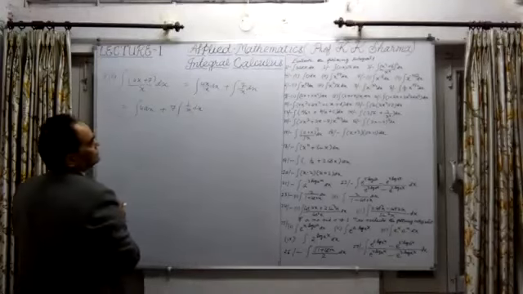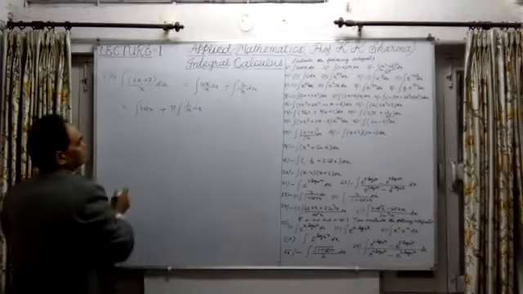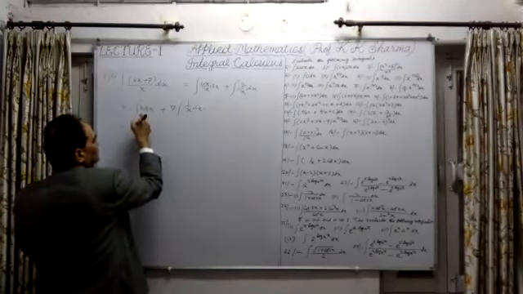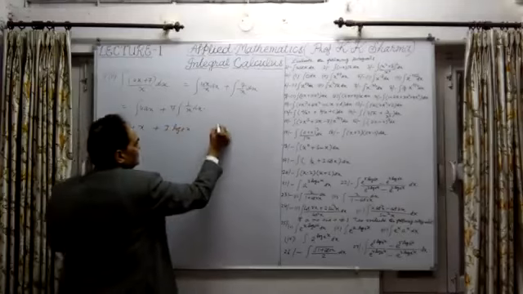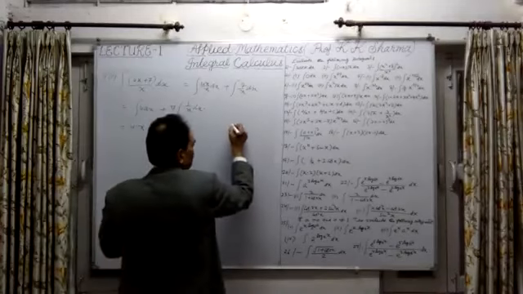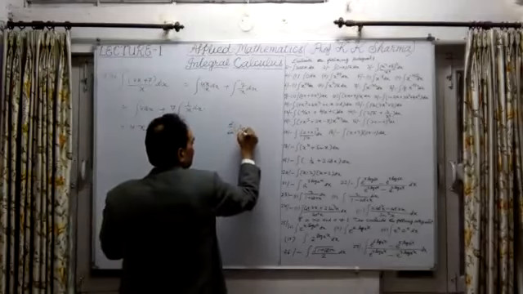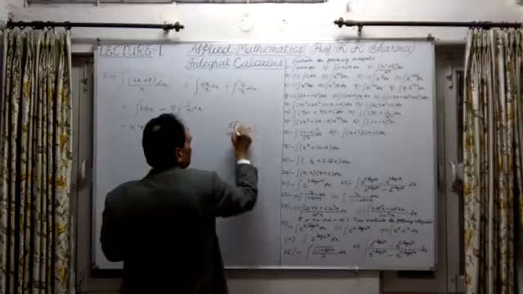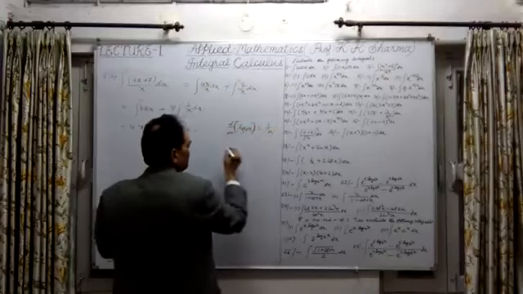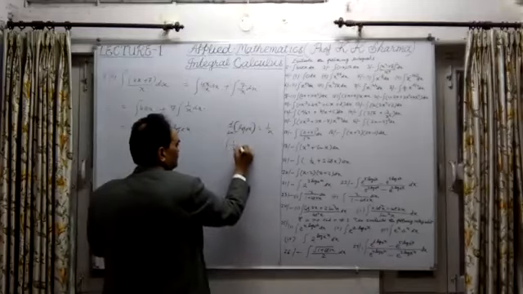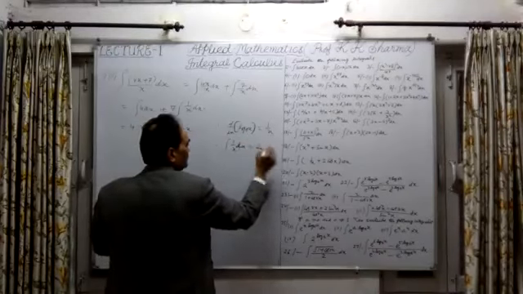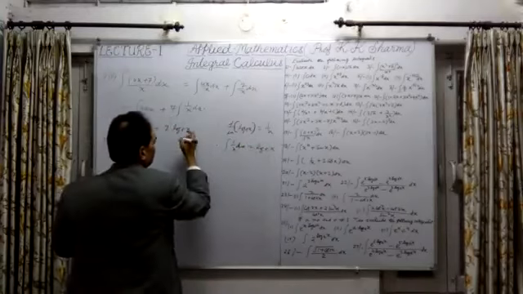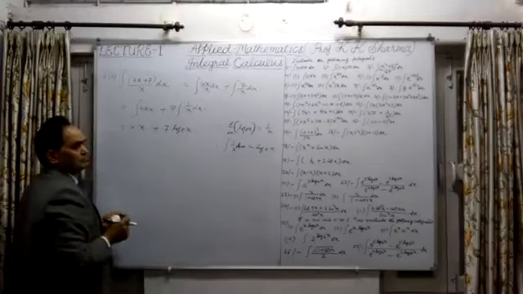Alright, so this is what we have. 4 into x, so 4 can be taken separately. The integration of 1 is x. 7 into log of x, we know. Since I have already defined it, the differentiation of log of x is equal to 1 upon x. Therefore, the integration of 1 upon x into dx is equal to log of x, log of x to the base e. The base is e here, no problem.